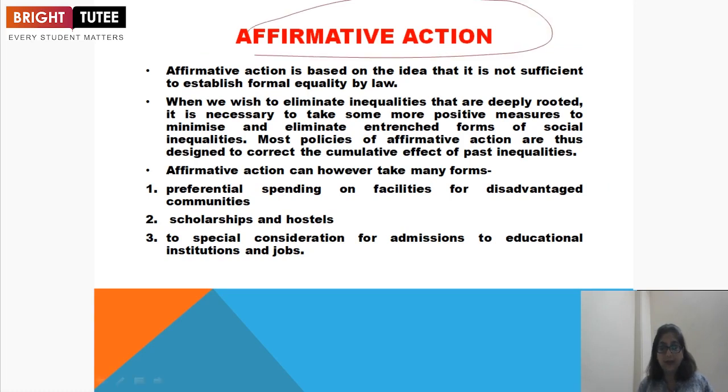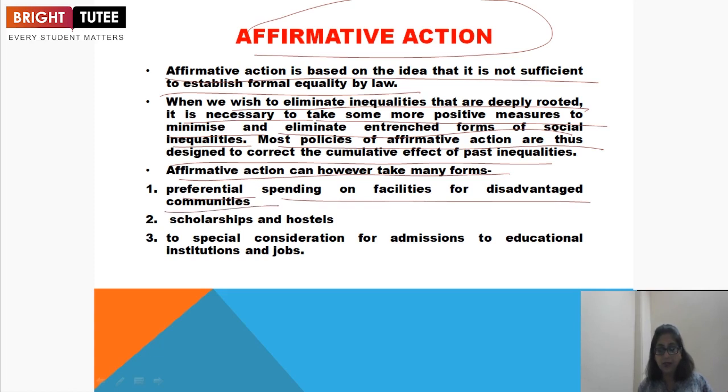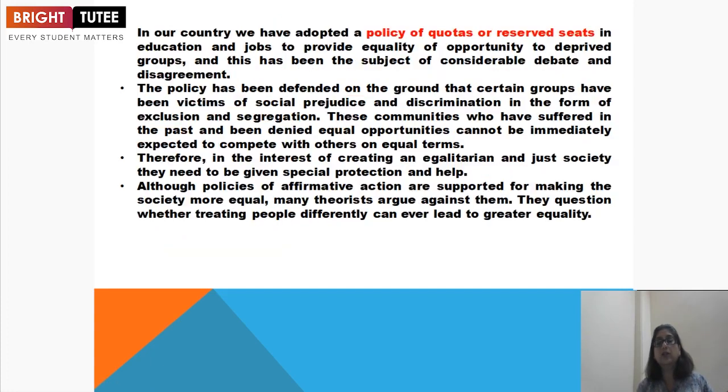Now, affirmative action. Affirmative action is based on the idea that it is not sufficient to establish formal equality by law. But what is the positivity about it? When we wish to eliminate inequalities that are deeply rooted, it is necessary to take some more positive measures to minimize and eliminate strong forms of social inequality. Most policies of affirmative action are those designed to correct the cumulative effect of past inequalities. Affirmative action can, however, take many forms, like preferential spending on facilities for disadvantaged communities, scholarships and hostels, and special consideration for admissions to education and jobs.